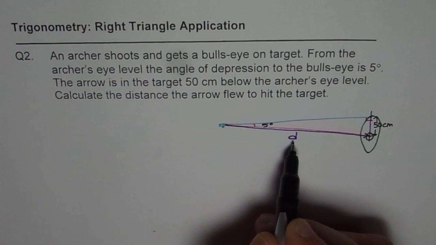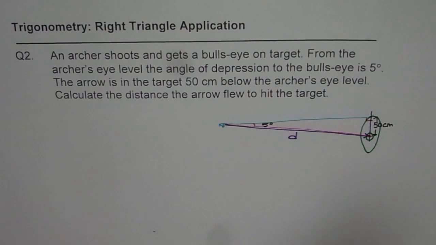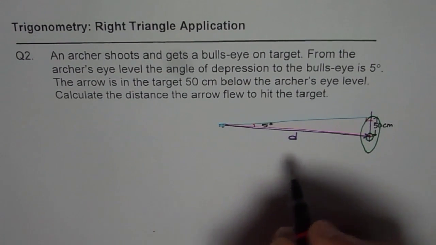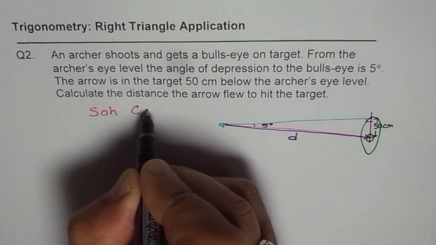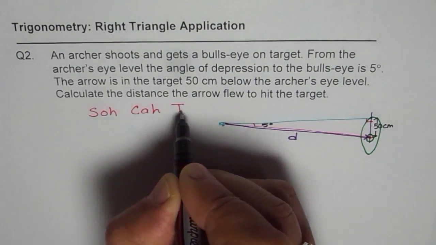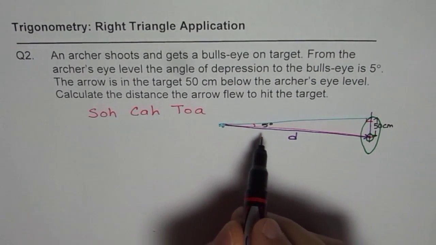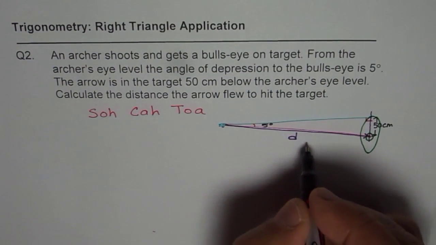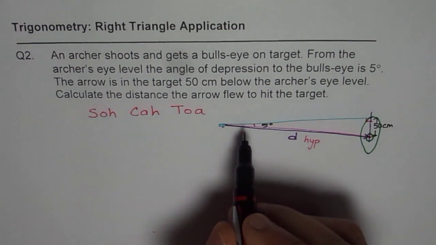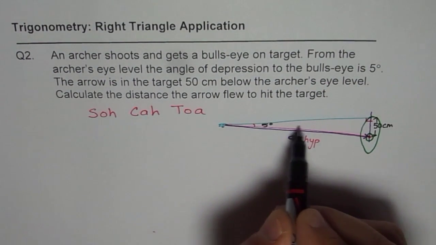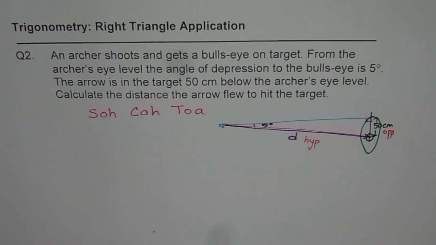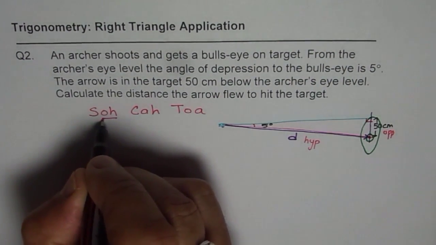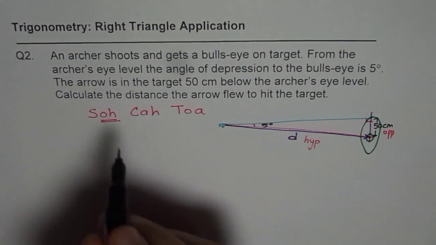Now to find this distance, which ratio should we use? That is the basic question. What we always do is write down SOHCAHTOA. So sine is opposite over hypotenuse, cosine is adjacent over hypotenuse, and tan is opposite over adjacent. We need to find this side, which is the hypotenuse for us. And we know the angle and the side opposite. So it is a combination of opposite and hypotenuse, and therefore we should be using sine.